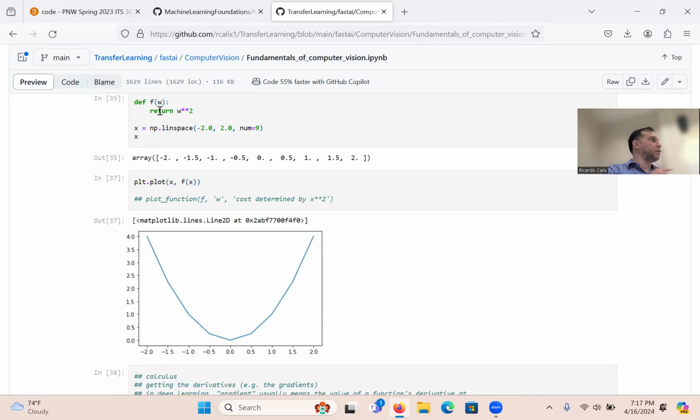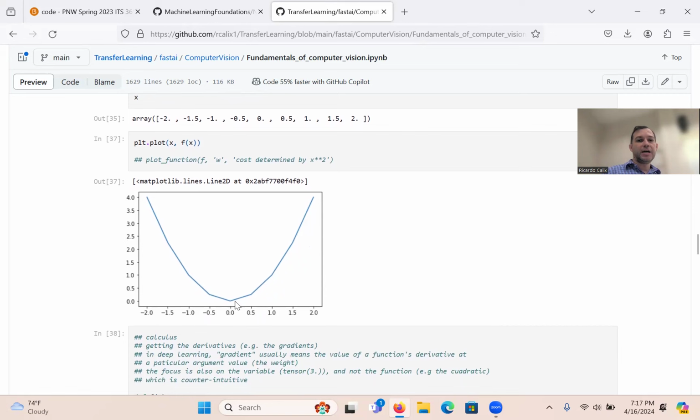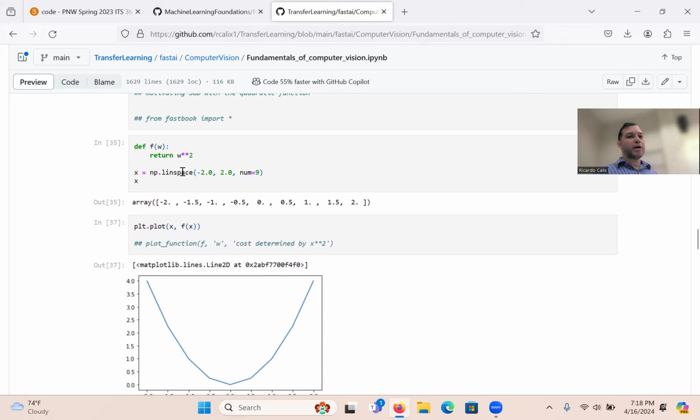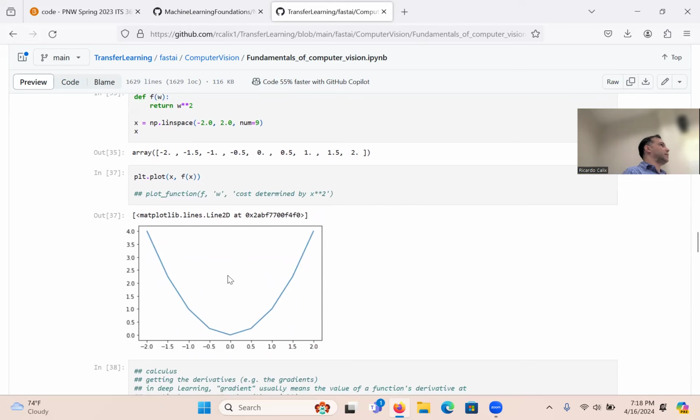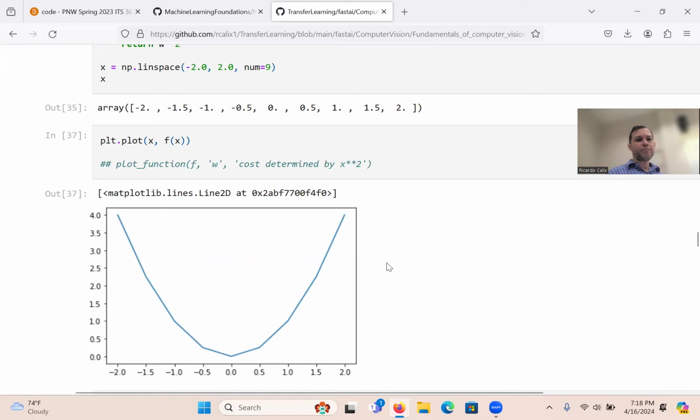You guys see that? So I'm effectively doing, if it's 0, it's 0. If it's -1, it's 1. If it's 1, it's 1. You see that? That's basically what I'm doing. So I created the quadratic function here. I created the linspace and now I'm able to plot. I just want to show you so that you can see the whole process in PyTorch. Okay? So I'm plotting it.